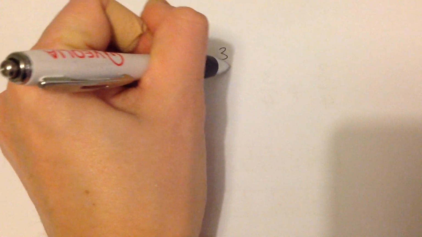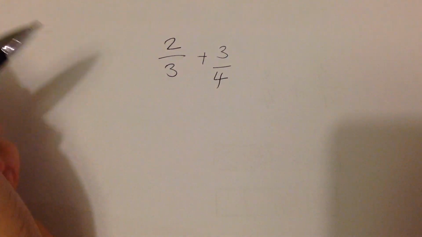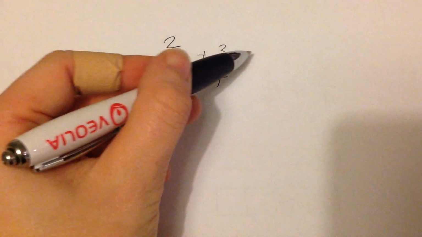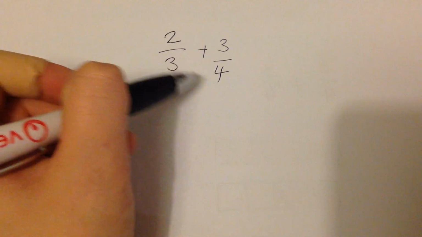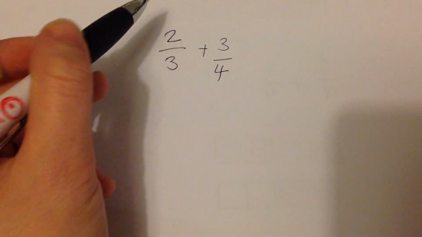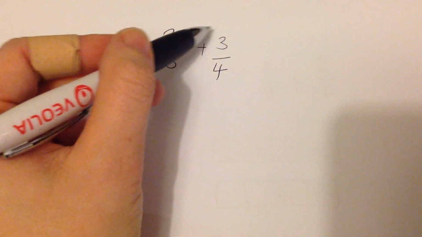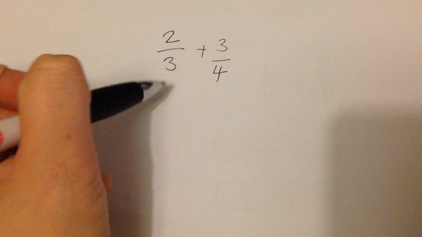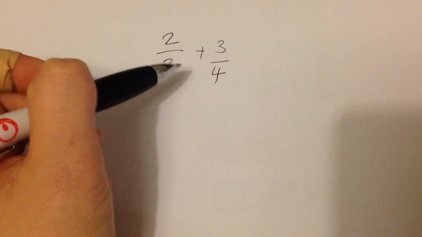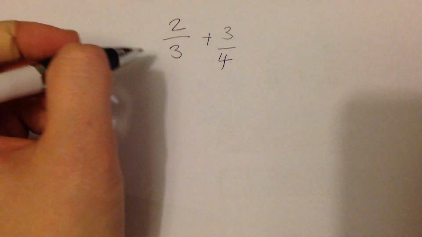I'm now going to show you how to add and subtract fractions with different denominators. So for example, if I've got 2 thirds plus 3 quarters, you can see that we can't just add across like we've done before with the same denominators because they're different. So we now need to think about equivalent fractions to each of these that have the same denominators. We always want to get back to the same denominators.